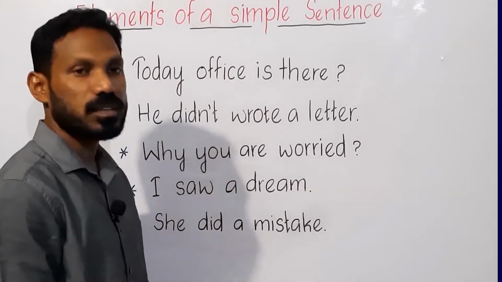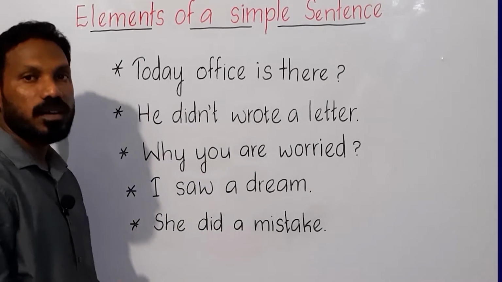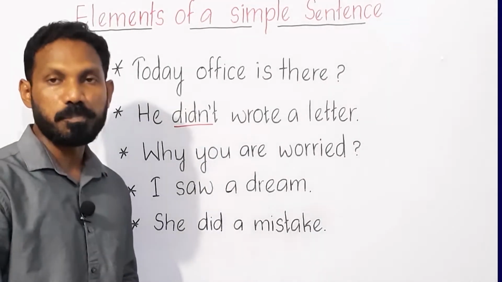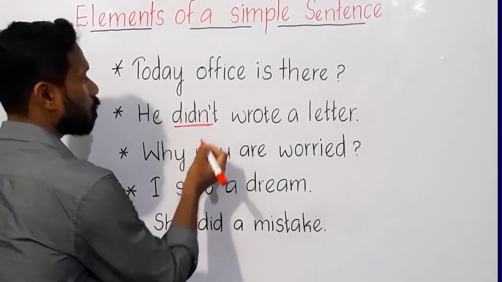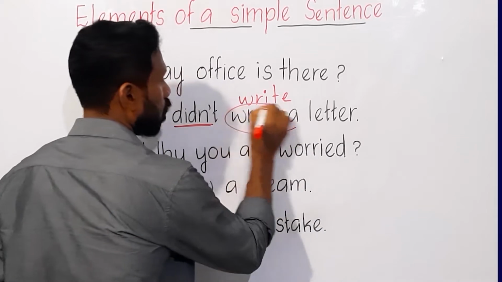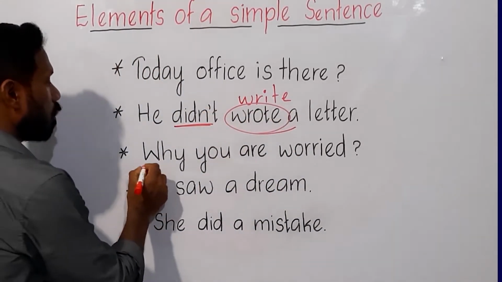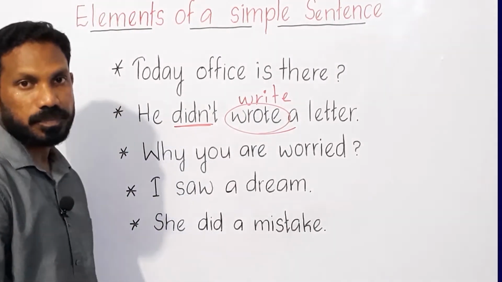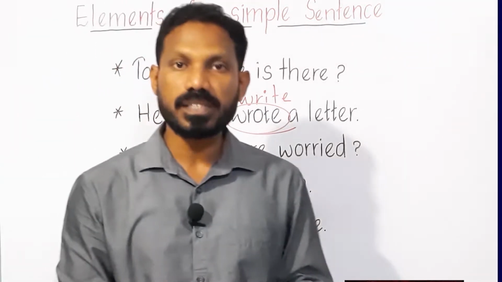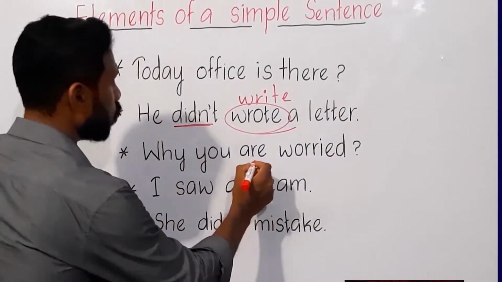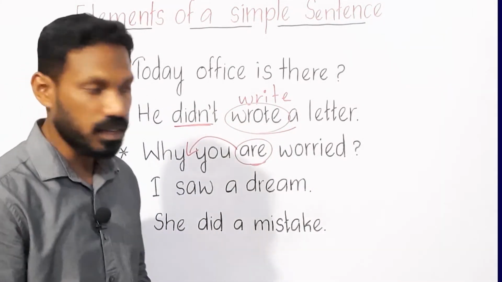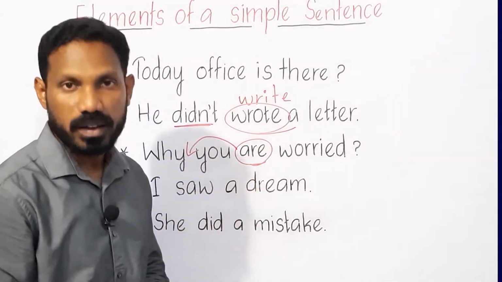He didn't write a letter. Here, the sentence is in simple past, and in simple past tense, after did, we should use the first form of the verb. Here, why you are worried? This is a question, and in an interrogative sentence, always the helping verb should come before the subject. So the exact sentence is, why are you worried?